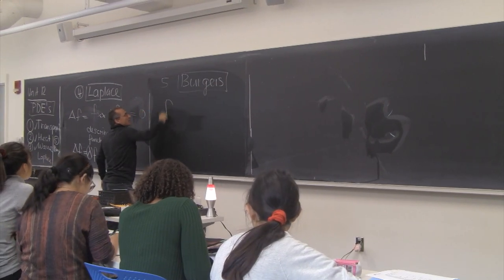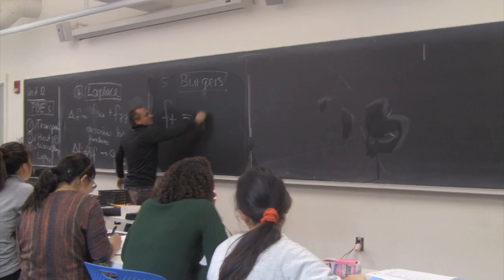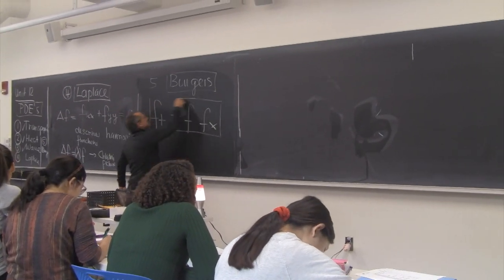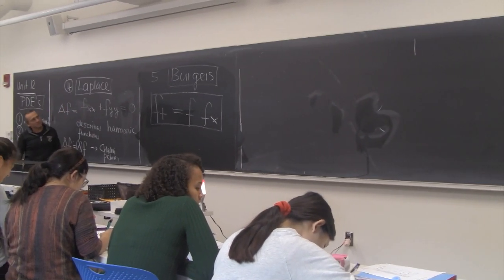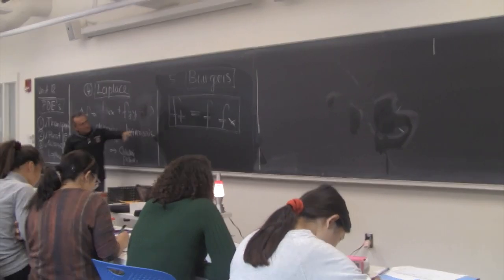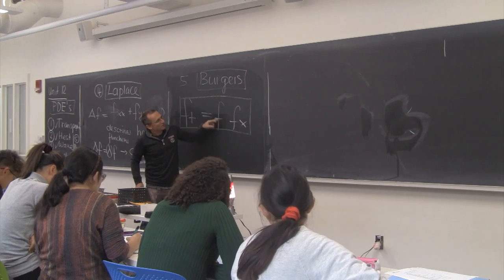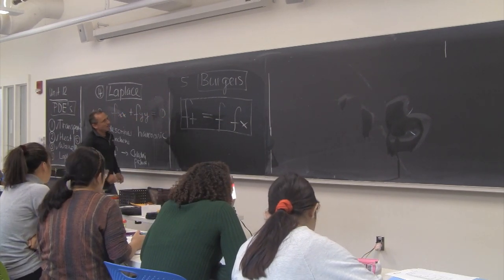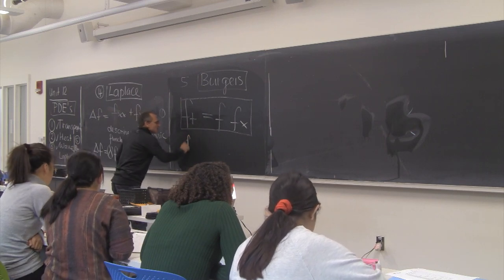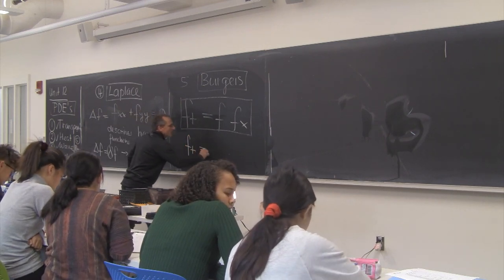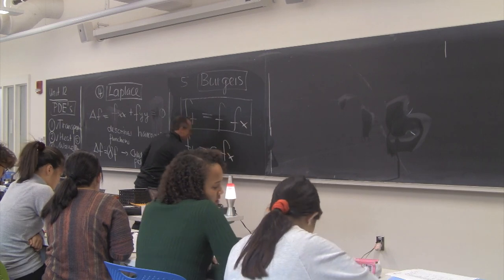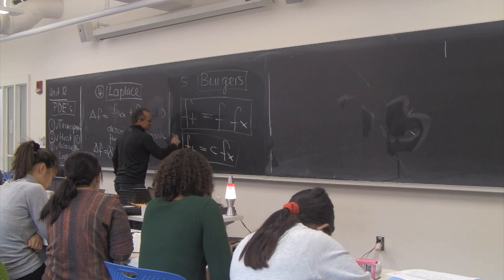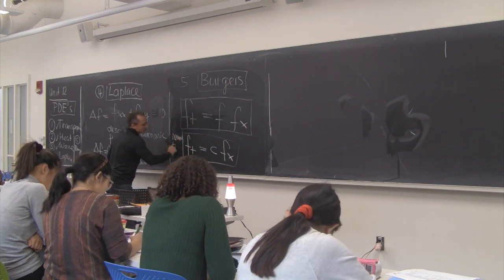So that's f_t equal to f f_x. Now this is a non-linear one, because now we have f and we multiply with f_x. And let me just look at this first. So that was the transport, remember? Transport.